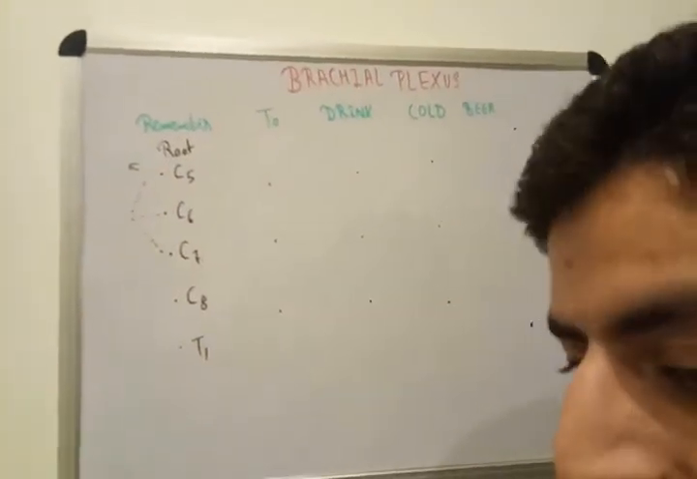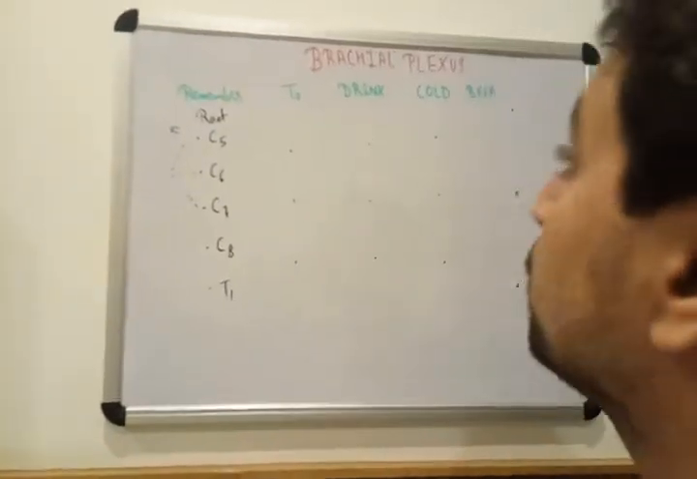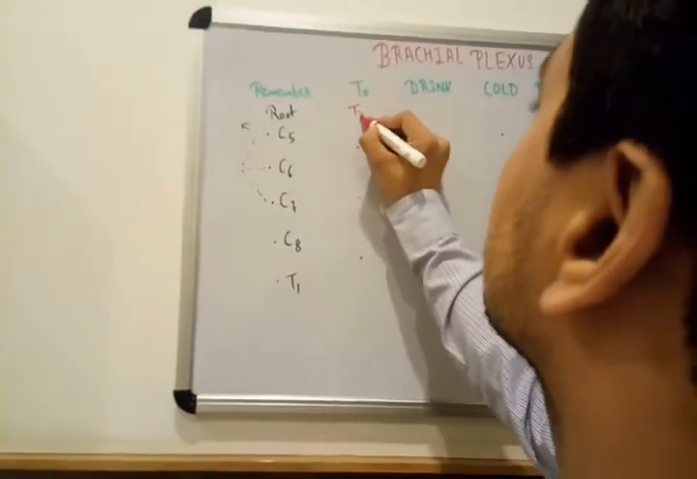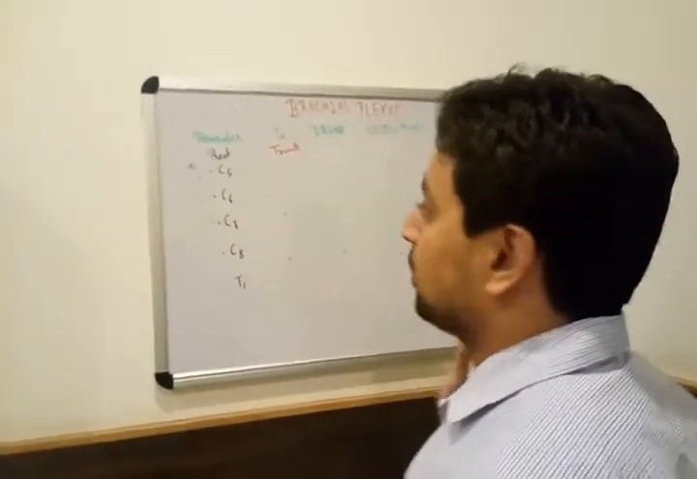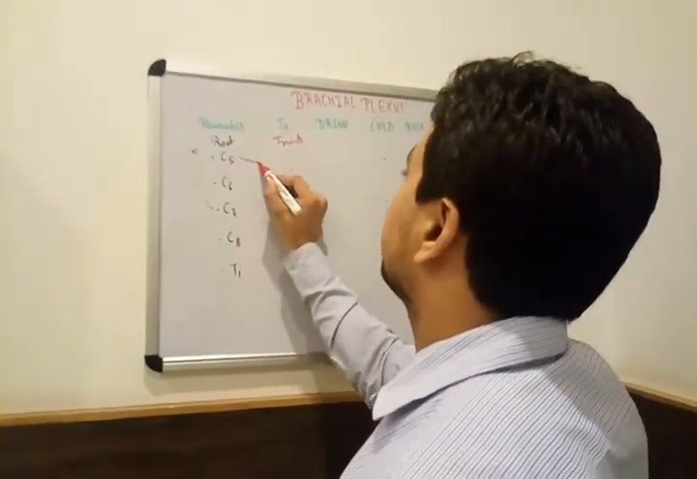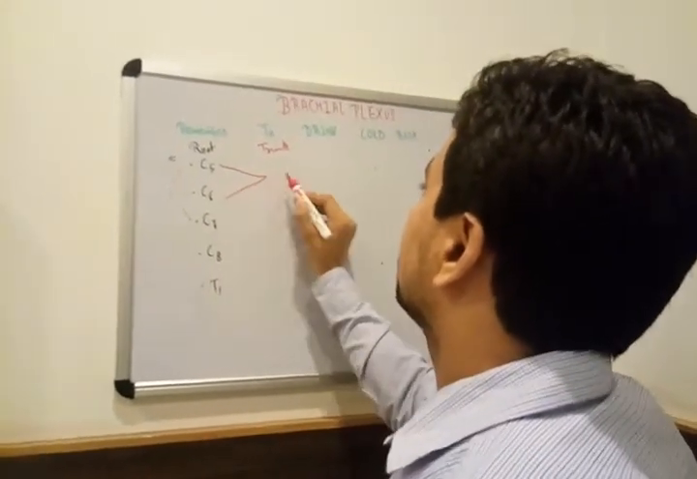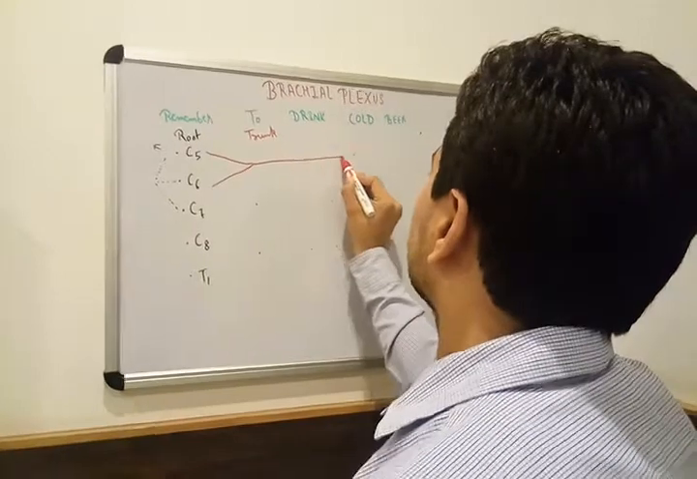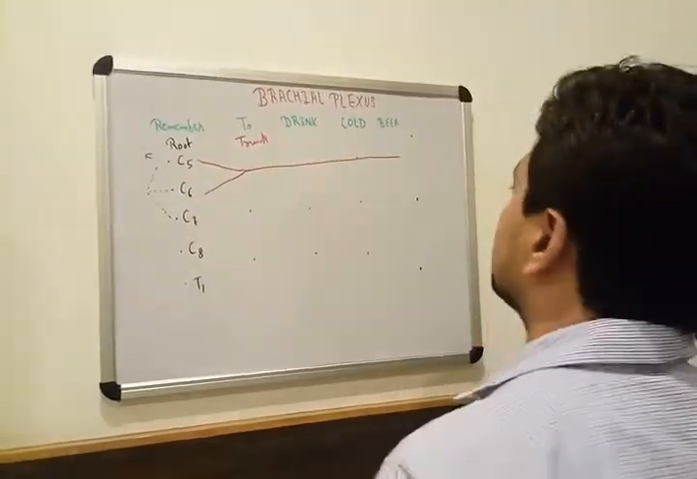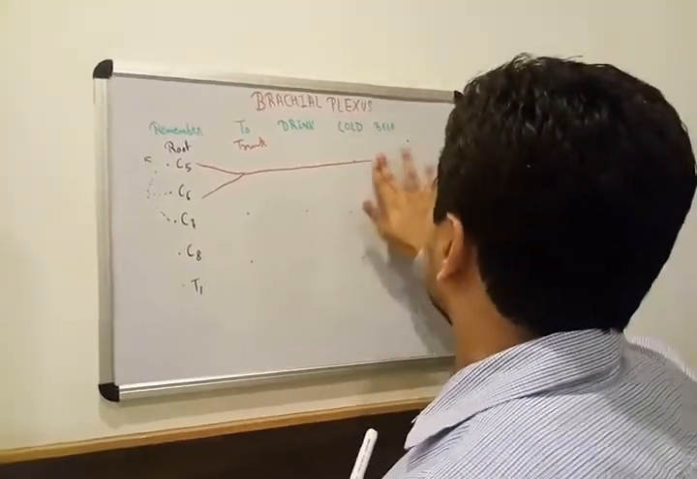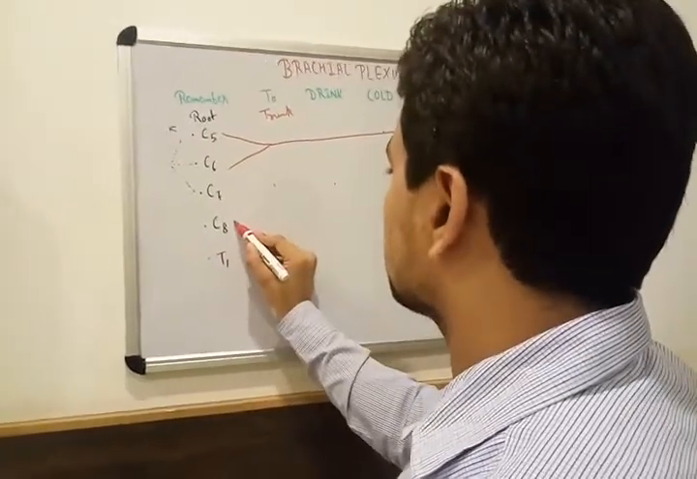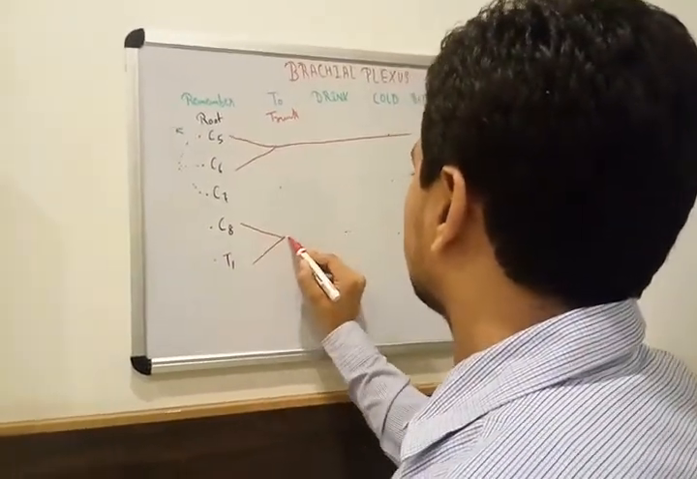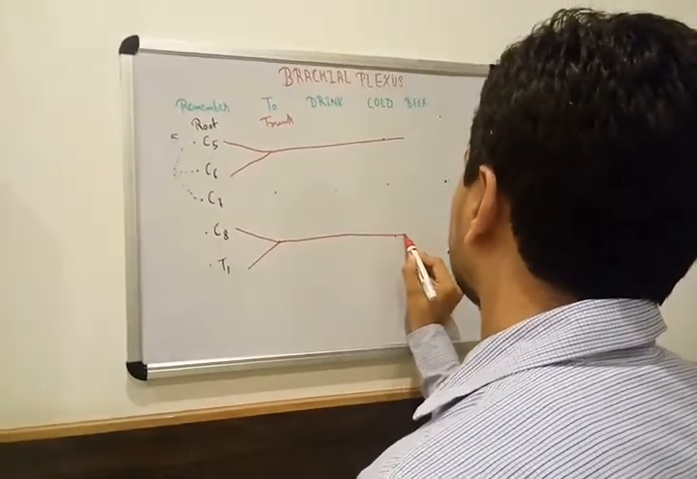Okay, so now I represents here 2. I am going to write it with a red pen. 2 represents trunk. How many trunks? Total 3 trunks. Like I need to take 3 wires. One wire here, and I am going to match this wire from here till here. Then another one, this is also a wire for C8 and T1, so I am going to match from here to here.